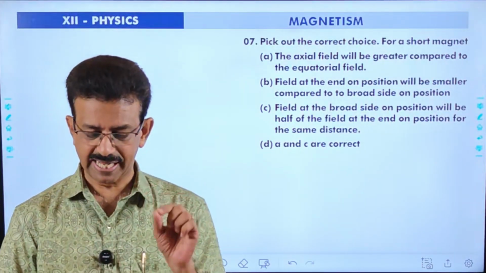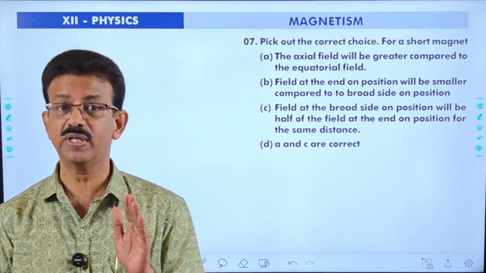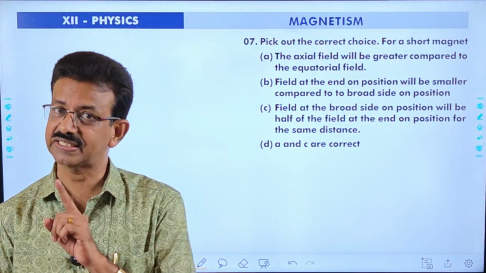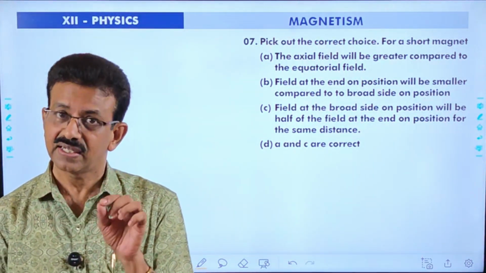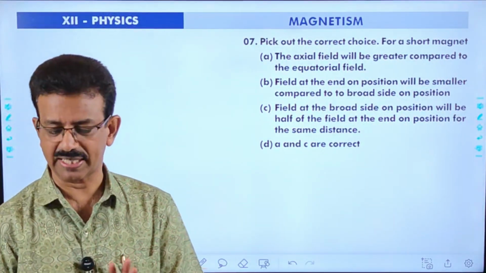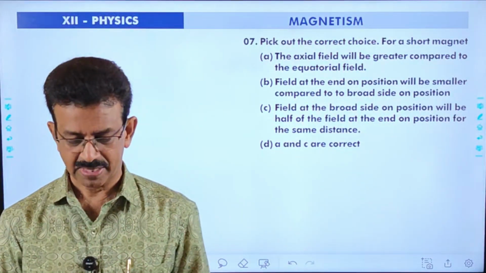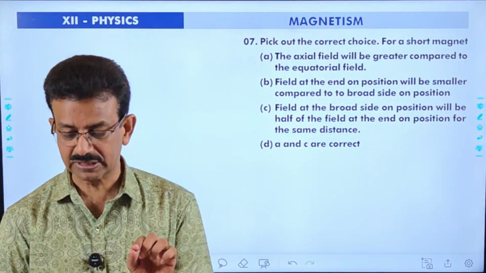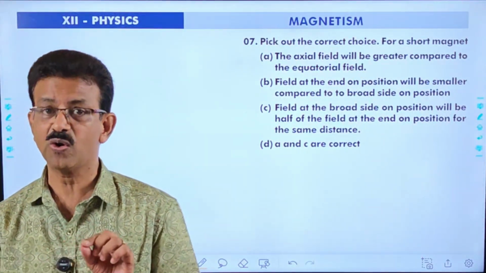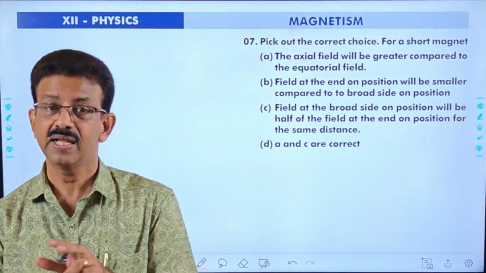The first choice, A choice, is the axial field will be greater compared to the equatorial field. Compared to the equatorial field, axial field is greater. To be precise, the axial field will be twice the equatorial field for short magnets. Now about the second choice. The field at an end-on position will be smaller compared to the broadside-on position. End-on position means axial point.